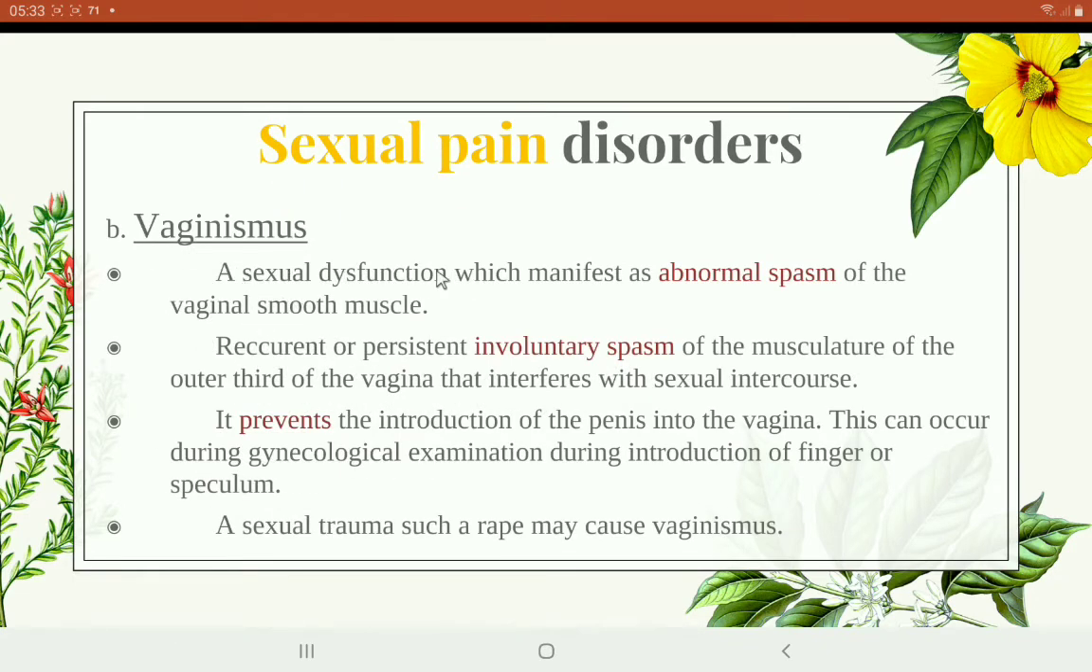Vaginismus. Vaginismus is a sexual dysfunction which manifests as abnormal spasm of the vaginal smooth muscle. It is recurrent or persistent involuntary spasm of the musculature of the outer third of the vagina that interferes with sexual intercourse. It prevents the introduction of the penis into the vagina. This can occur during gynecological examination, during introduction of a finger or speculum. A sexual trauma such as rape may cause vaginismus.